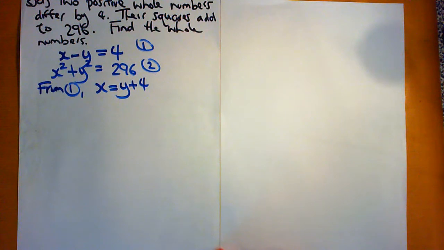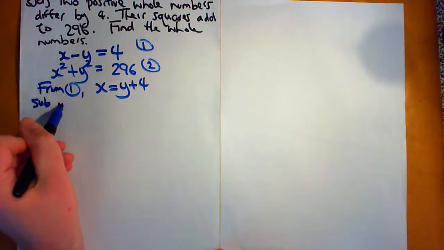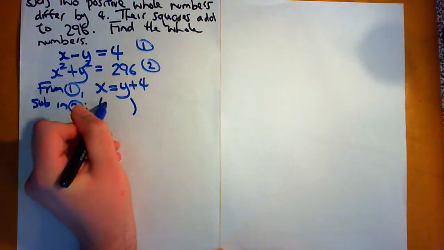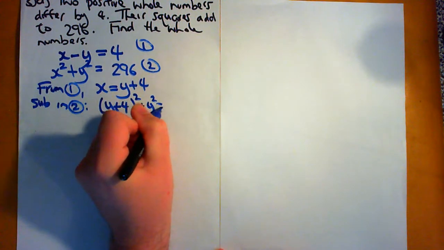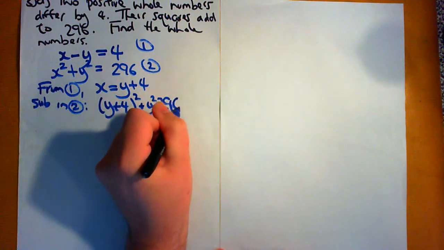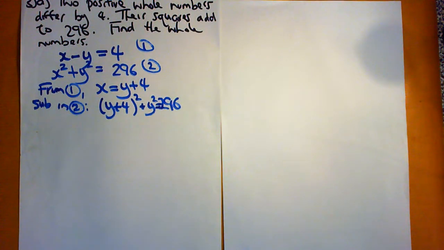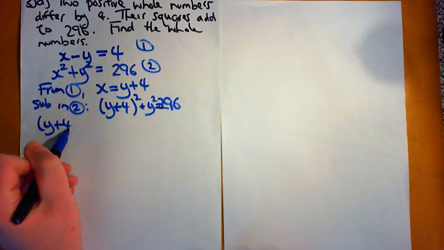Okay, so we have what x is, so we have something that we can substitute into equation 2. So sub into equation 2. So x, well, we know that x is y plus 4, we just found that. That squared plus y squared equals 296. Okay, so that's what we've got to solve. And that is one equation, but it only has one letter. It's looking quadratic. So we need to expand out that y plus 4 squared.